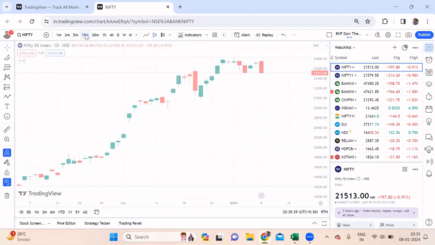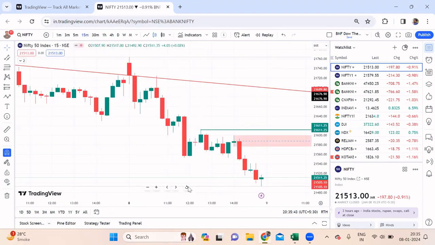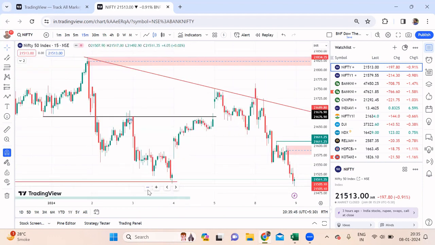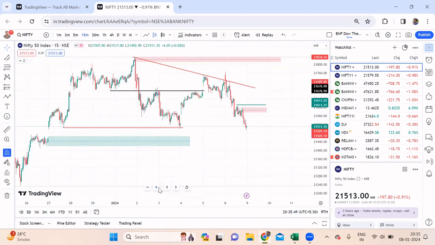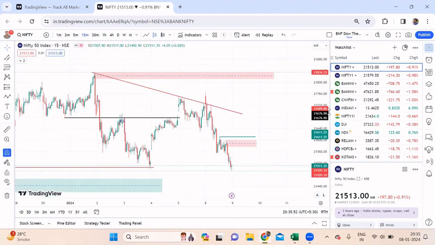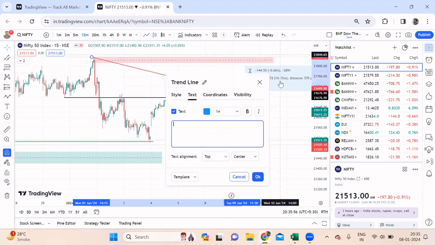So let's discuss the levels. First we'll discuss Nifty. This is trendline liquidity. I did not see this in the morning. Otherwise, it was a beautiful trade.